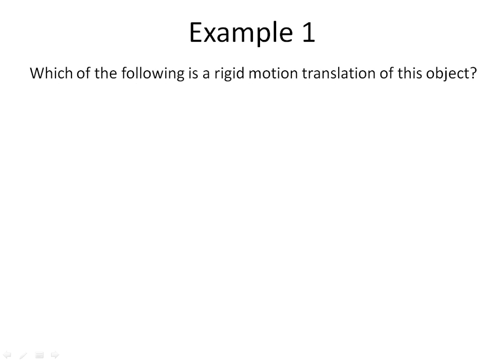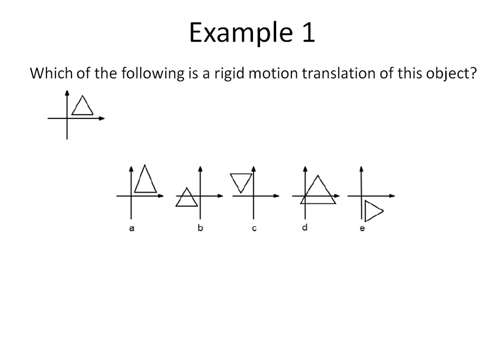Which of the following is a rigid motion translation of this object? Okay, so we have the triangle sitting here in the first quadrant. We need to find something in these next five things that tells us that it is the same thing, in the same relationship. In other words, the point is in the same direction and everything else, and is the same size. As you can see here, the only one that didn't change its size or rotate or anything like that is answer choice B, which is the correct one here.